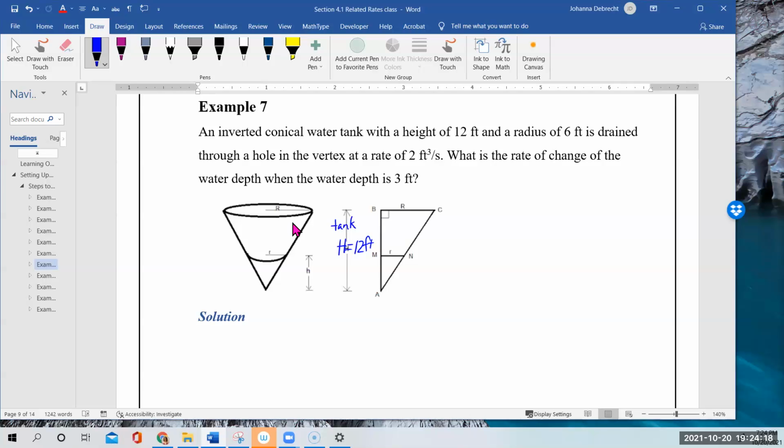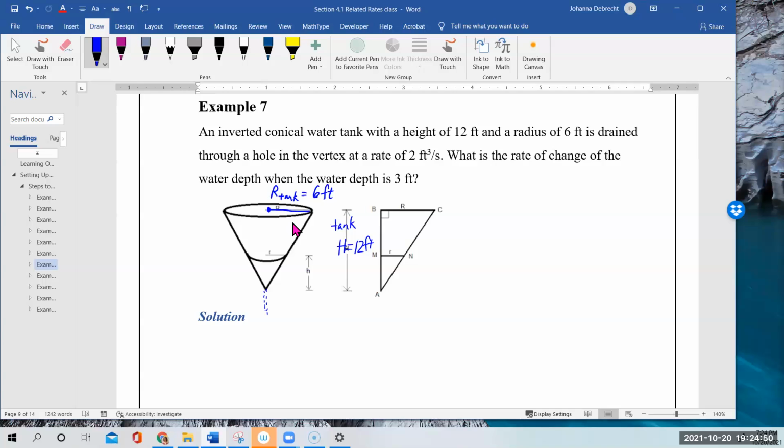And a radius of 6 feet. Again, this is referring to the radius of the tank, and the radius of the tank is never going to change either. It's going to be 6 feet. Is drained, got it, through a hole, okay, in the vertex. In other words, there's a hole down here at the pointed part where water is escaping at a rate of 2 cubic feet per second.